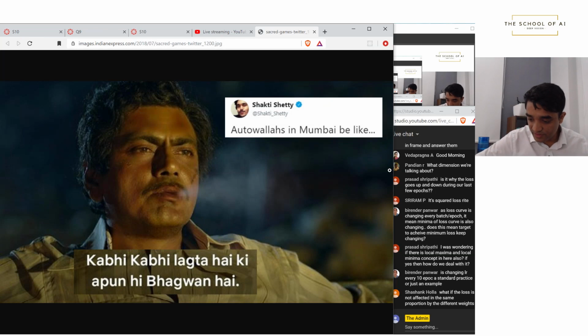Okay, what if the loss is not affected in the same proportion by different weights? Loss will definitely not be affected in the same proportion by different weights. Of course, it will not be. So I don't understand the question. Every weight is going to take its own time, right? And based on where the parameters initialize, it's going to take its own due time.